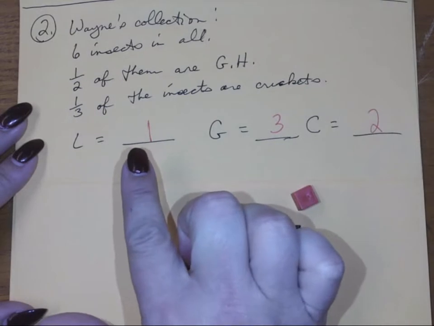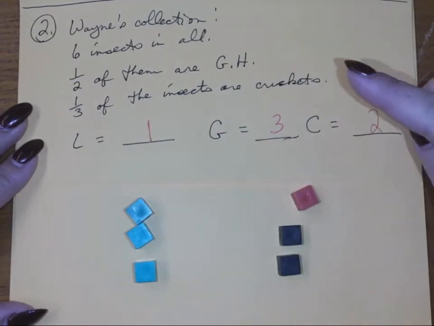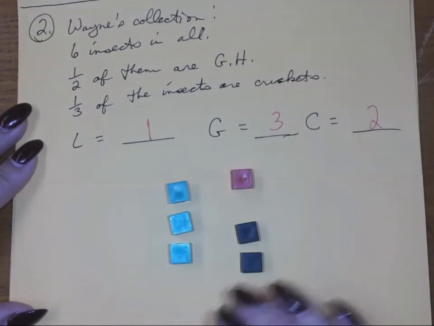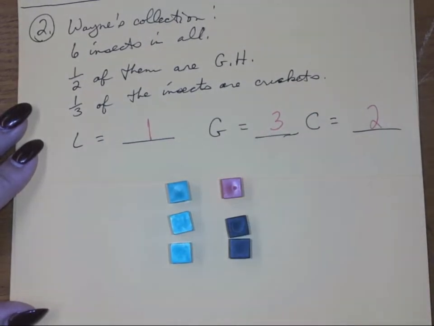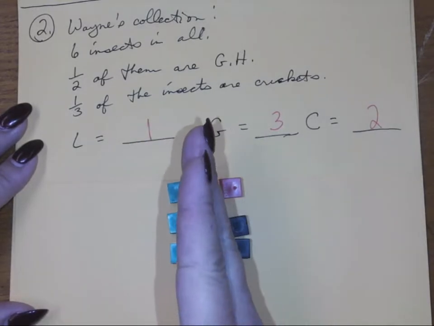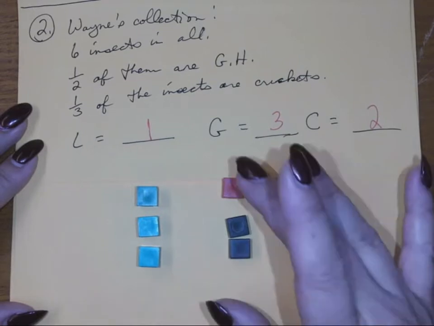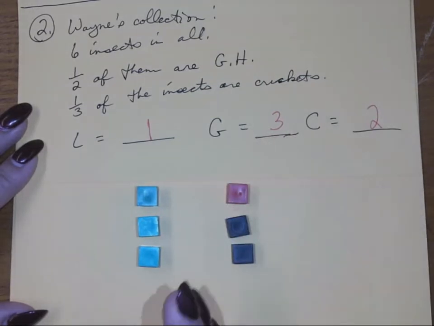So now I can come back and check my group. I can make sure 1 plus 3 plus 2 gives me the total of 6, which it does. I can clearly see half of my insects are grasshoppers. They're so similar, grasshoppers and crickets. They should have picked something else. Okay, so there we go. Half of them are grasshoppers.